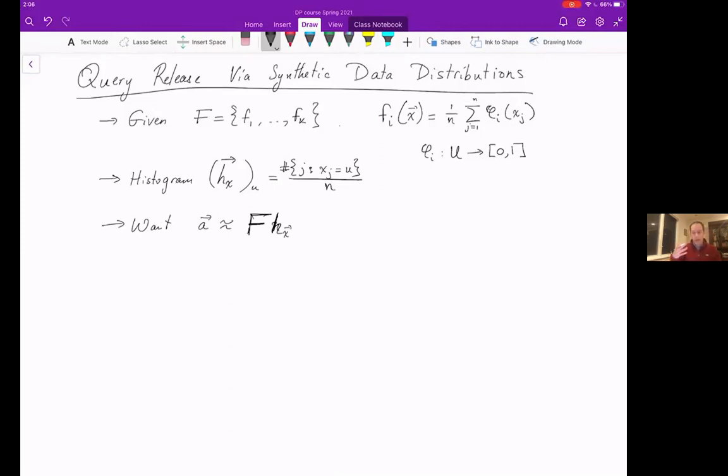Okay, and one running example we've used a lot in the class so far, and we'll return to several times today, is thresholds. So just to remind you how that looks. There, my universe is 1 to m, and my queries are numbered also 1 to m. The ith query is given by a small function phi_i that is 1 if x is less than or equal to i, and 0 otherwise.